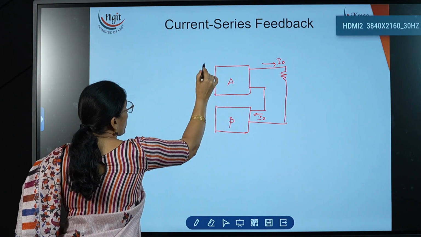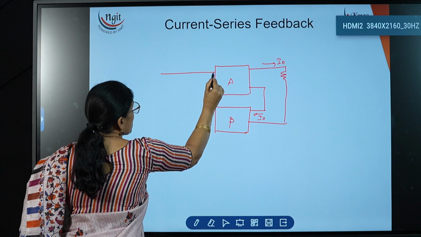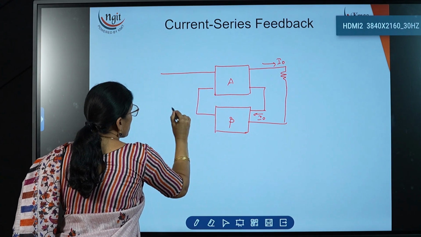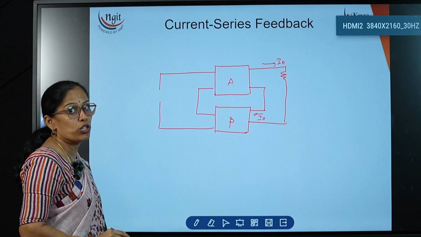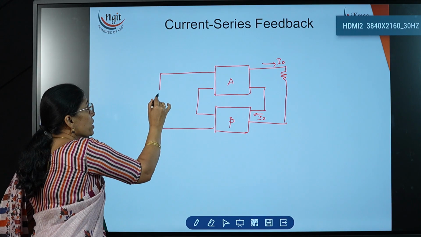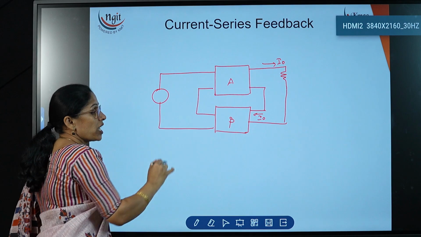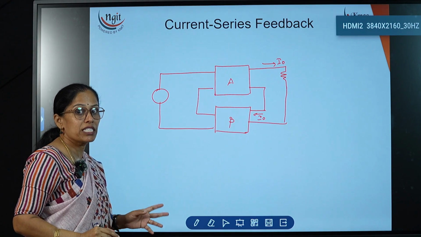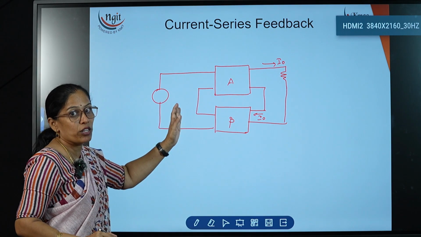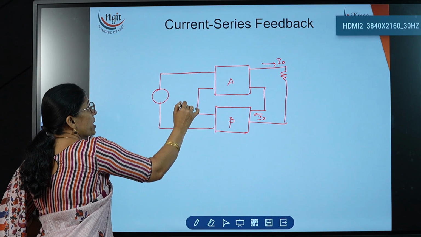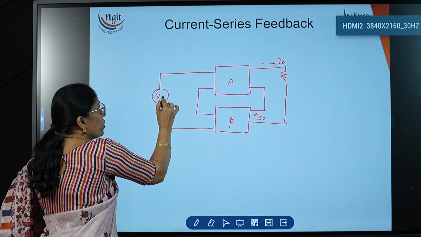Now here on the input side we have to make the series connection. Series connection means what? Here, this is the series connection. If we are making the series connection, which source do we need to apply? Here we have to apply the voltage source. Voltages can be added or subtracted in series. In series, currents are the same, that's why you can't take the current on the input side. Whenever you are taking the series, at that time you have to take the voltage source.